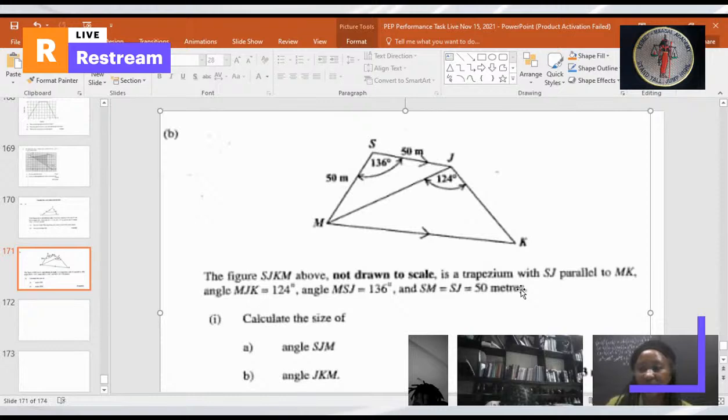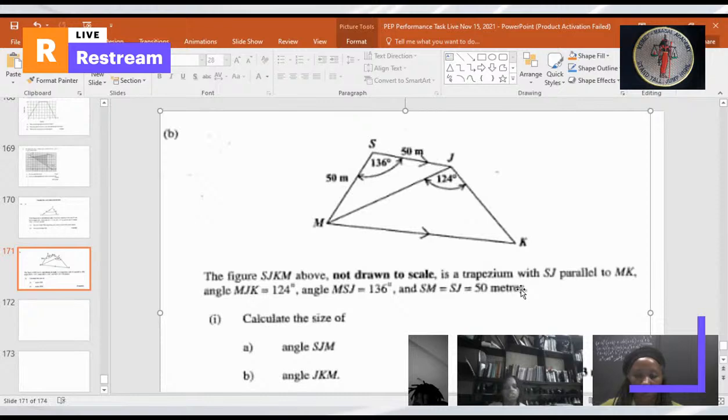So fill in those values now. Find the sine of 136. Find the sine of 22. And we're going to cross multiply. So it's 50 times the sine of 136 divided by the sine of 22. And you will find the length of MJ.